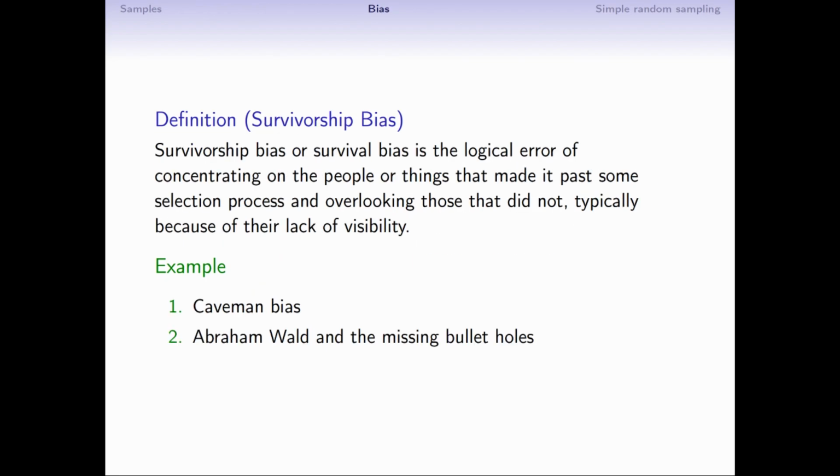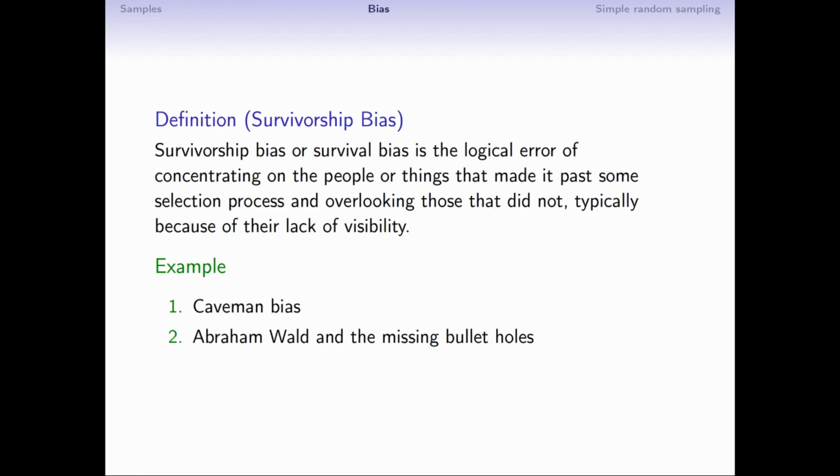Another kind of bias is what's called survivorship bias. Survivorship bias or survival bias is the logical error of concentrating on the people or things that have made it past some selection process and overlooking those that did not, typically because of their lack of visibility.